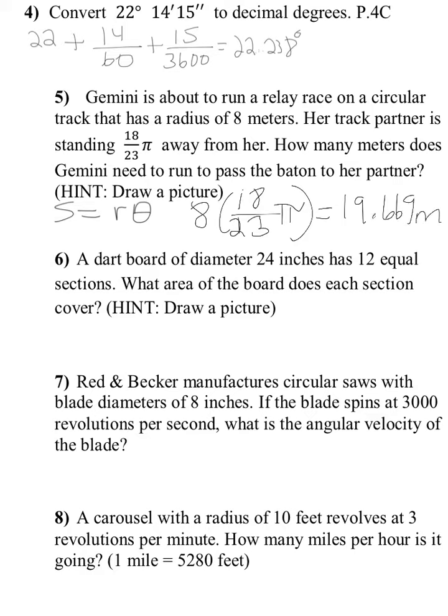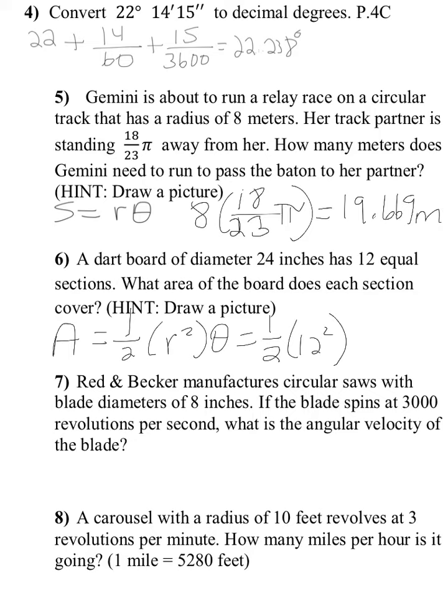All right, for the next one, the dartboard of a diameter of 24 inches has 12 equal sections. What area of the board does each section cover? In this case, we're going to be using our area of a sector formula, which is A equals 1/2 r squared theta. Okay, so we know that we have our 1/2. The radius is going to be half the diameter, which is 12. So it's going to be 12 squared for r squared.